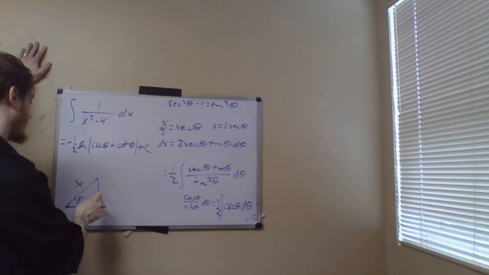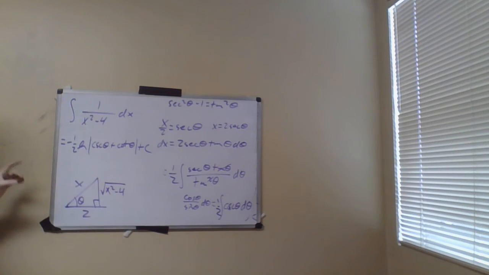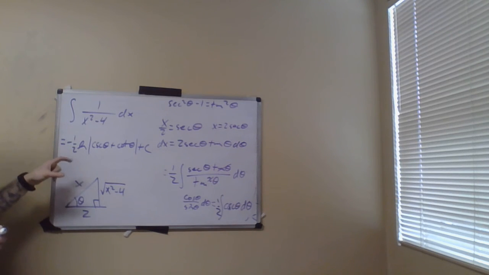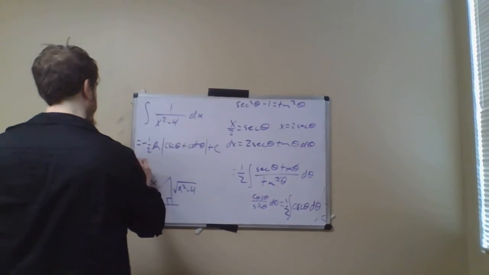Now, that means this opposite side is going to be the square root of x squared minus 4. And take a minute to see if you can figure out how to rewrite this in terms of x's from that. Okay, so were you able to do it? Sorry, let me adjust the camera there a bit.